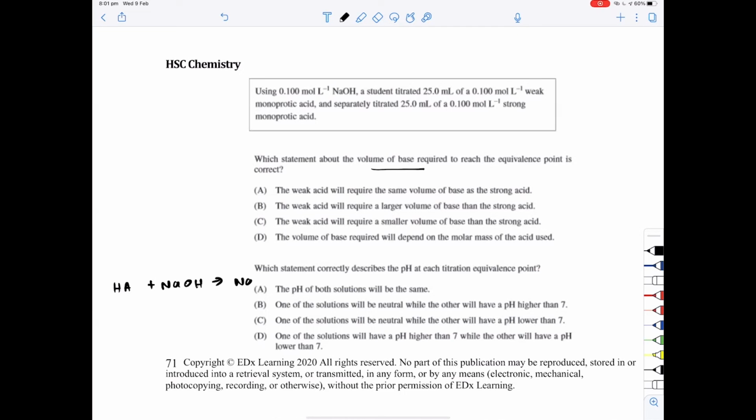We're going to form NaA for both of them: HA plus NaOH, and HA plus NaOH for the second one as well. I'm not even going to draw water because it's useless.